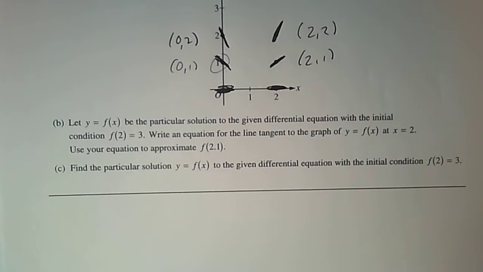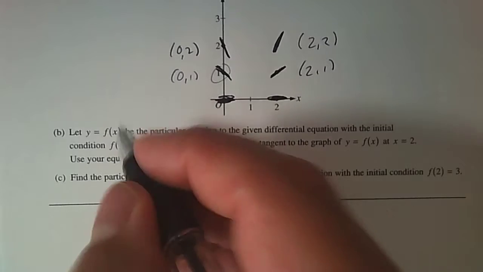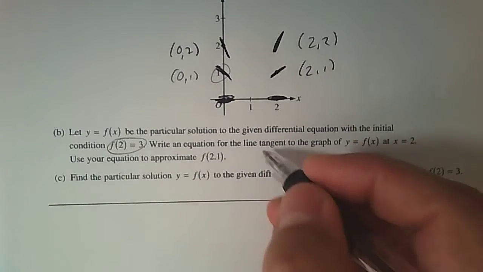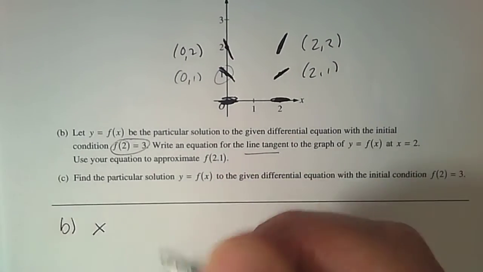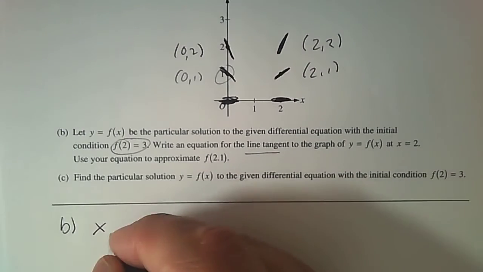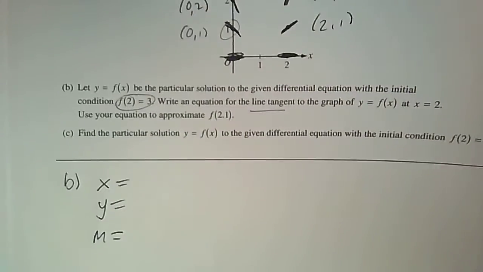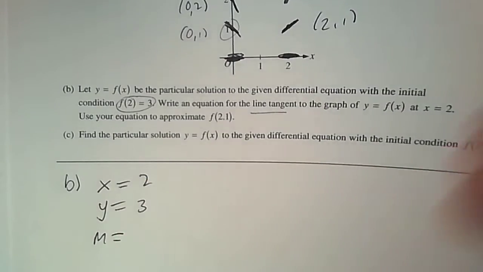B, let y be the solution to that differential equation, and there's an initial condition. Write an equation for the line tangent. So for B, if I see that word, write an equation of a tangent line, I want to know what x equals, I want to know what y equals, and the slope. So in this question, it tells you what x is. That's the condition there, 2. The y value is 3.